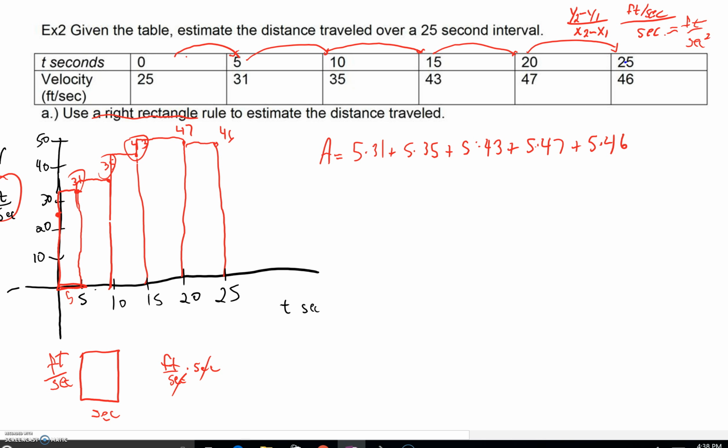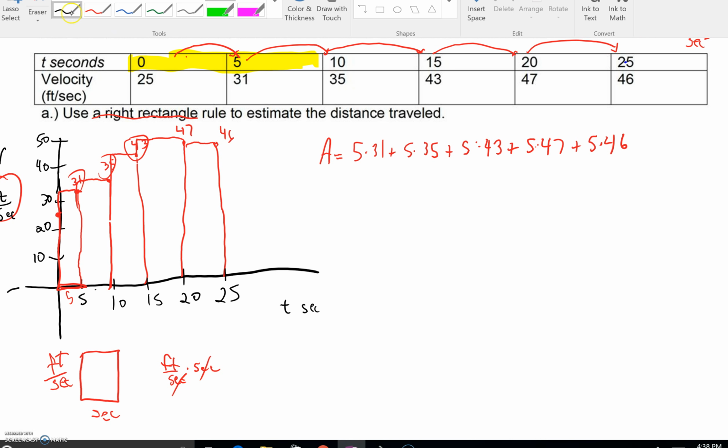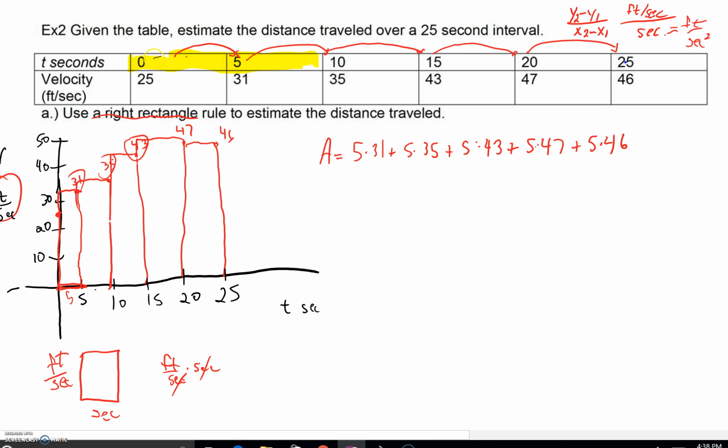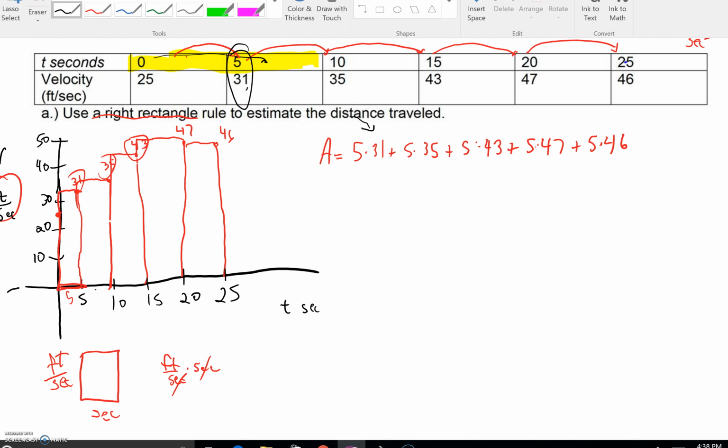I do want to point out that truthfully, you can do this without even having a picture. Here's what I'm talking about. Many kids just jump into doing it this way. They'll say, look, I know that my base would be 5. If I'm dealing with a right endpoint, then I'll have a height of 31, and they'll be able to get the area of that first rectangle.